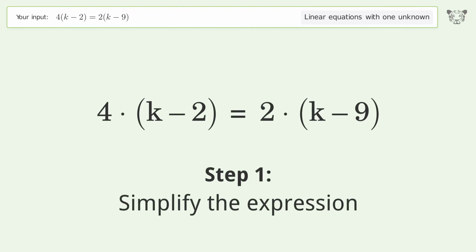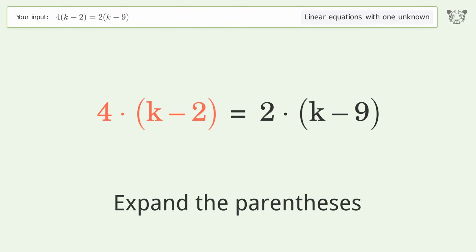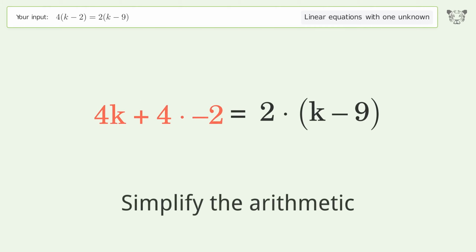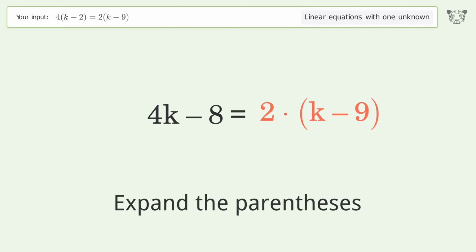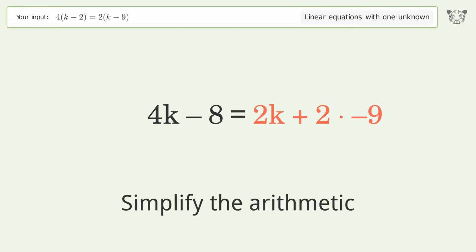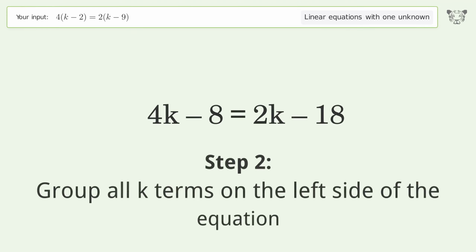Simplify the expression. Expand the parentheses. Simplify the arithmetic. Expand the parentheses. Simplify the arithmetic. Group all k terms on the left side of the equation.